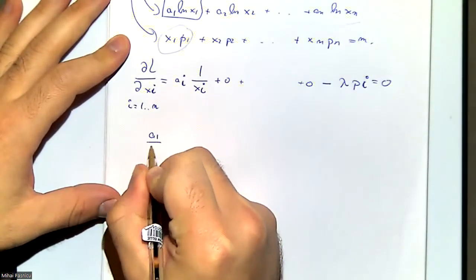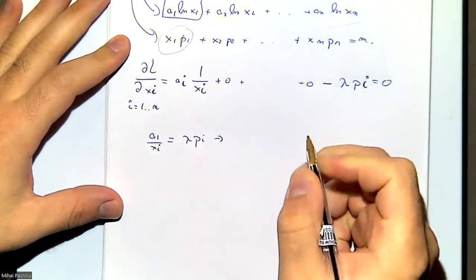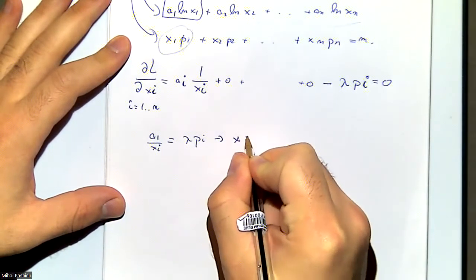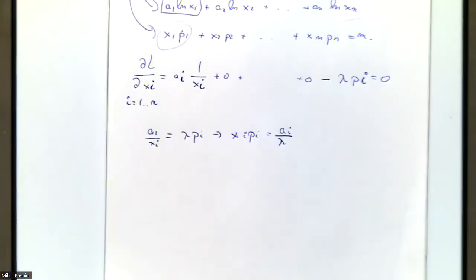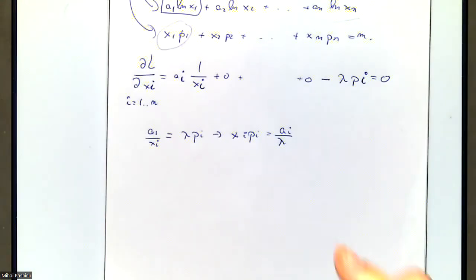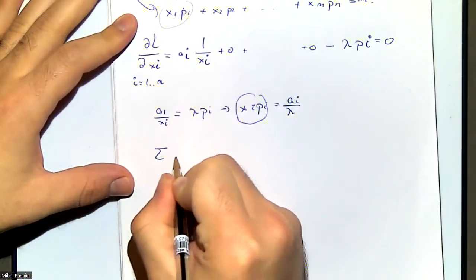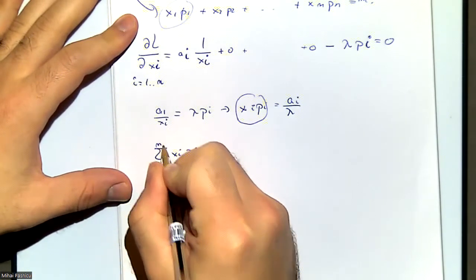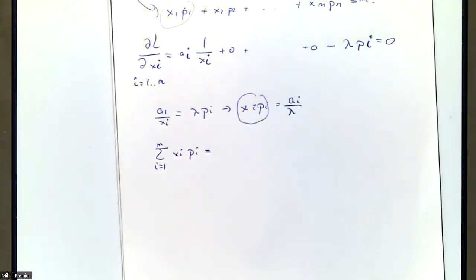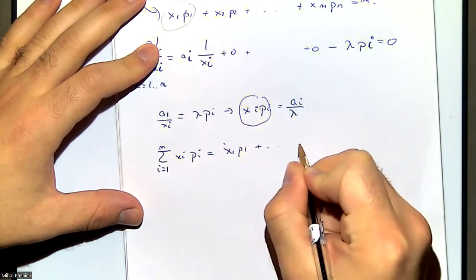So you get this, and most of you solved it right. You get ai over xi is equal to lambda pi, and then you get xi pi is equal to ai over lambda. And now here is the big mistake. You are told to replace this in the budget constraint. So the sum of xi pi from i to n is equal to, I'll just write it out in case it's easier to see.